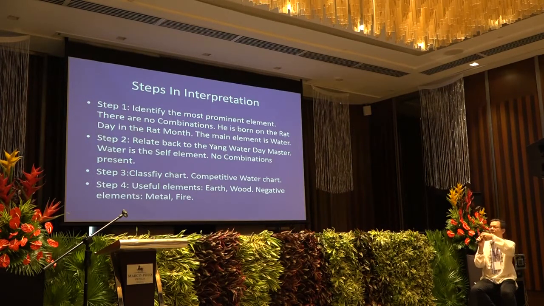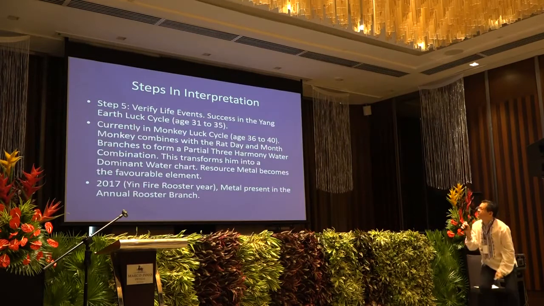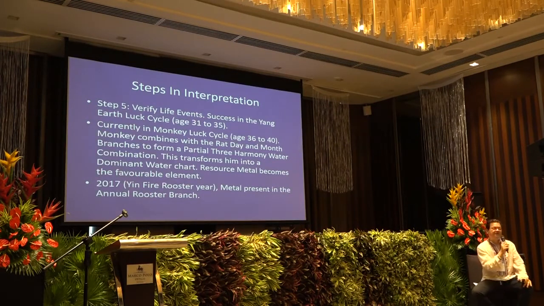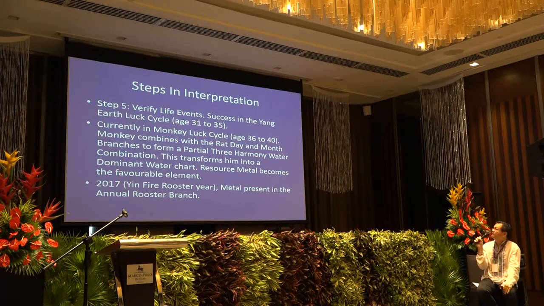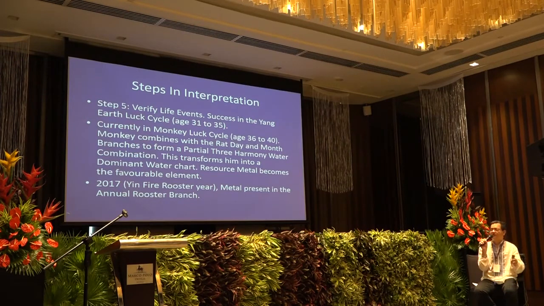Right, verify. Step five, success, Yang Earth luck cycle, age 31 to 35. Currently in the monkey luck cycle, which combines with the rat day and month branches to form a partial three harmony water combination. This transforms him into a dominant water chart. The resource metal becomes the favorable element. So suddenly he becomes like the rock because now he's dominant water.